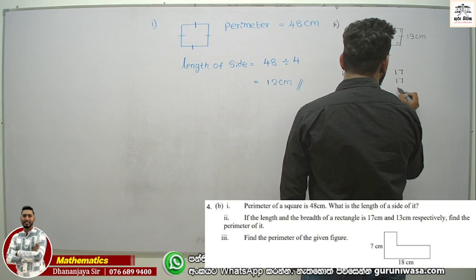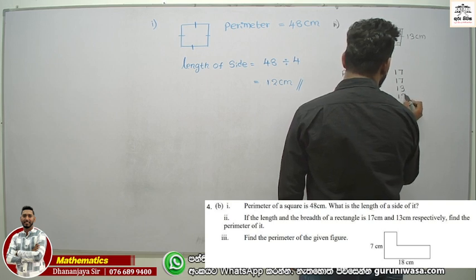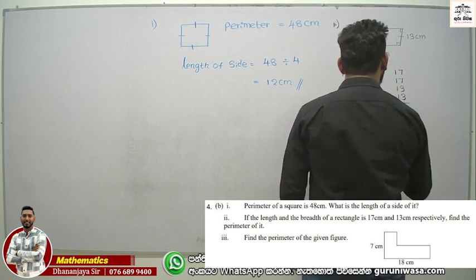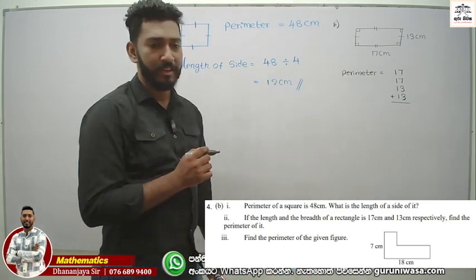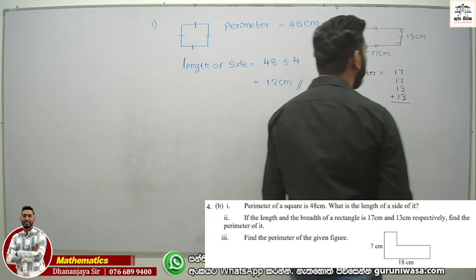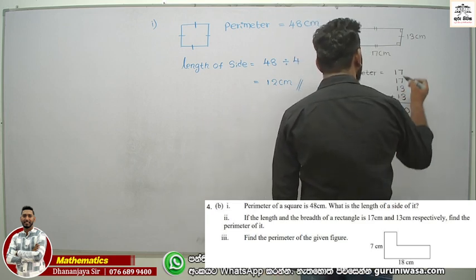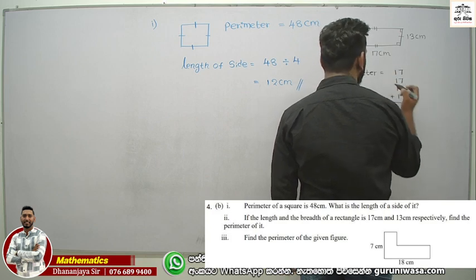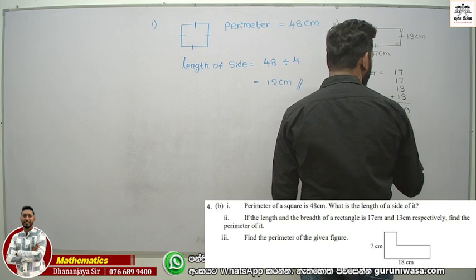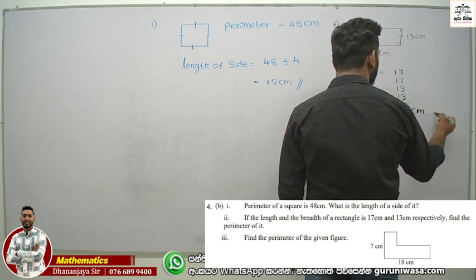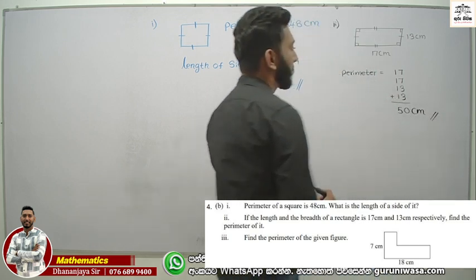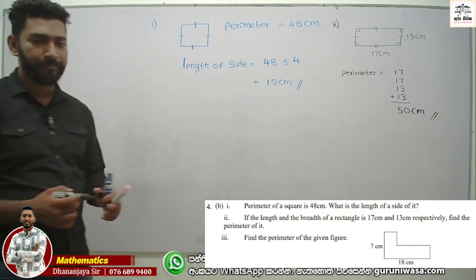17 plus 17 plus 13 plus 13. You need to add all lengths. පැහැදිලිද? Right. Now 7 and 7 14 plus 3 17 20. 1 remainder. Now 1 2 3 4 5. Now answer becomes 50 cm. 50 cm.